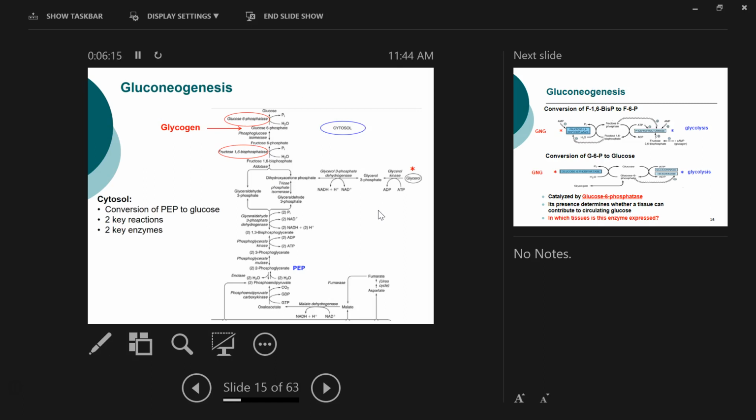And glycerol, again, the gluconeogenic pathway from glycerol is relatively short. It only involves two reactions in the cytosol, and those are fructose 1,6-bisphosphatase and glucose 6-phosphatase, the last two reactions involved in gluconeogenesis from glycerol in the cytosol.